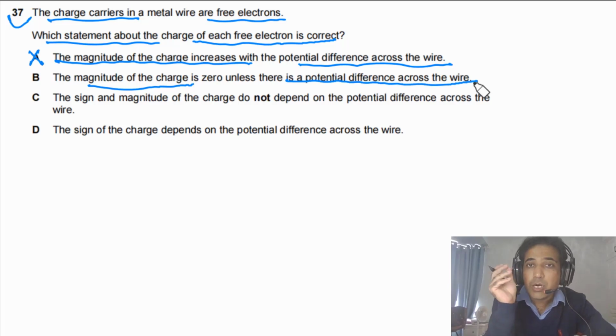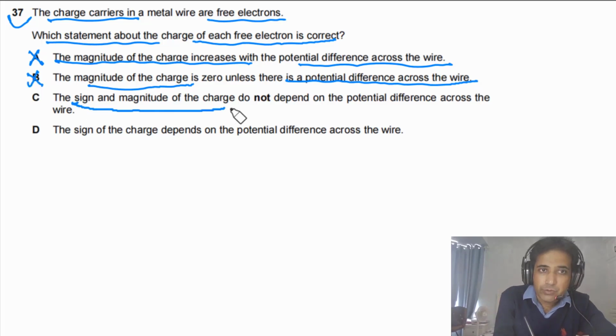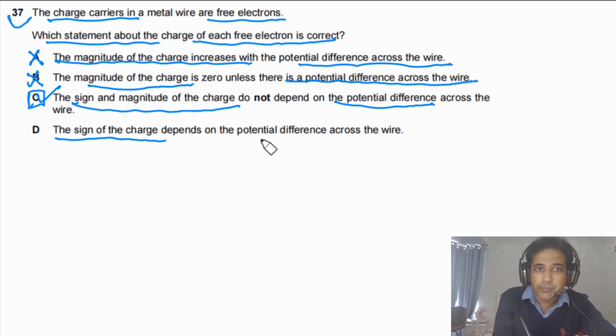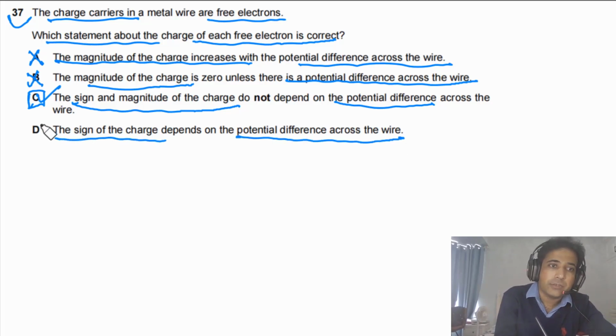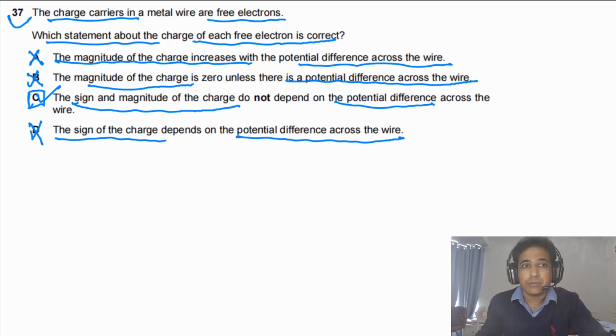The charge on an electron is the same, whether there is PD or there is no PD. So this statement is also incorrect. The sign and magnitude of the charge do not depend on the potential difference. So this statement is correct. The sign of the charge depends on the potential difference across the wire. This statement is also incorrect. So the answer for this question is C.